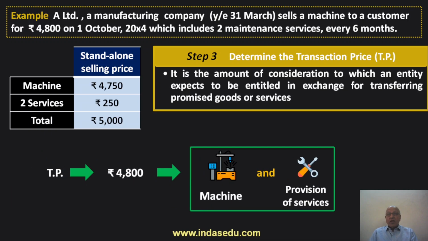Now, for performance obligation satisfaction, the delivery of the machine and provision of two services, against that, the entity expects to be entitled to the transaction price, that is 4,800 rupees. You see, this is the amount of consideration the entity expects to be entitled to for satisfying performance obligation. First thing that we need to know is that this is determined at the contract inception, and second thing, this is the basis for recognition of revenue.